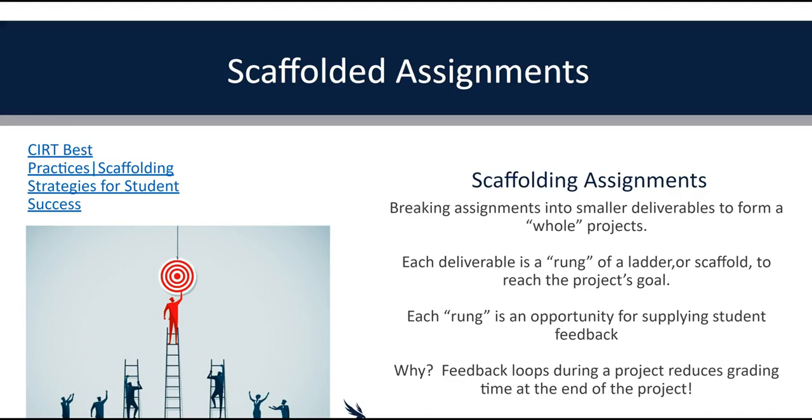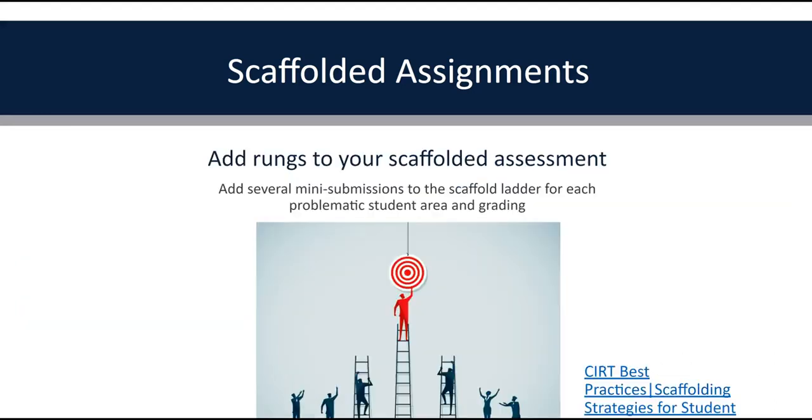Now, I always say each rung of a scaffolded assessment, because I kind of see it like a ladder. You're building or working your way through or up a project until it's complete. Each of those mini assignments or smaller deliverables is a rung for you to supply student feedback for that project. Now, why is this a time-saving thing? Well, better feedback or more feedback more often is going to create a better project. And better projects usually require less time for you to grade at the end.